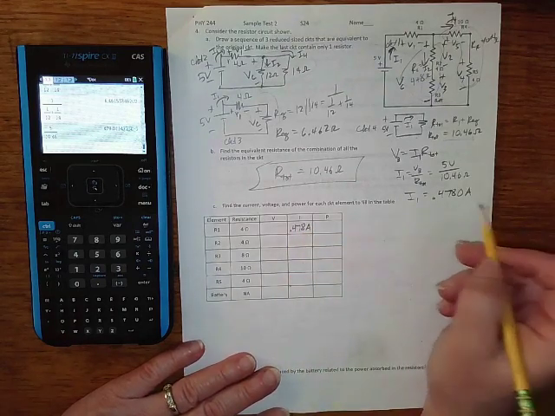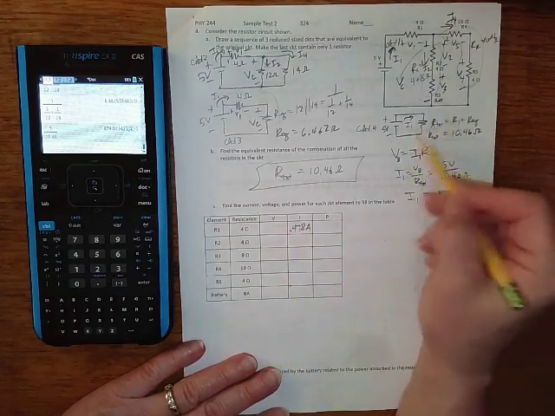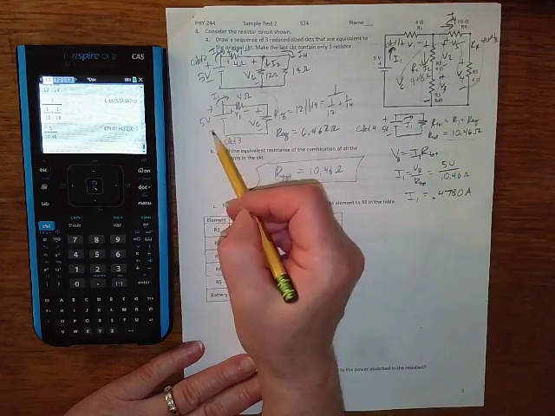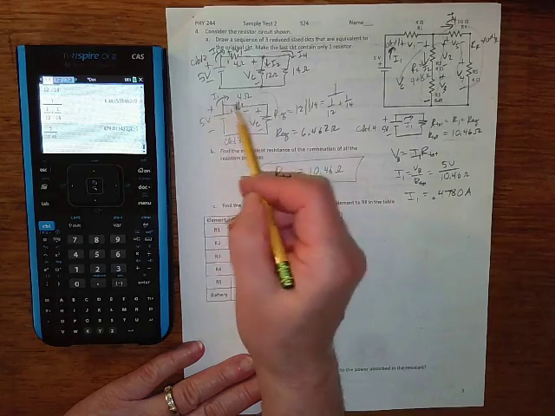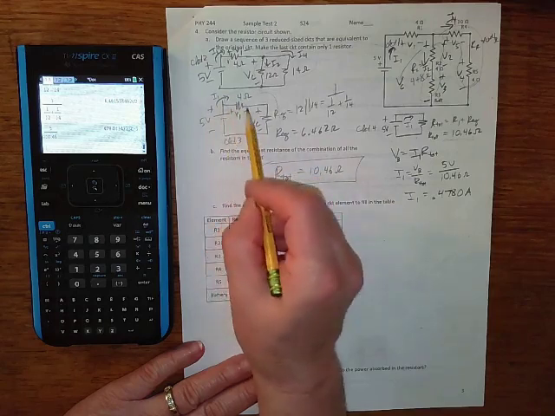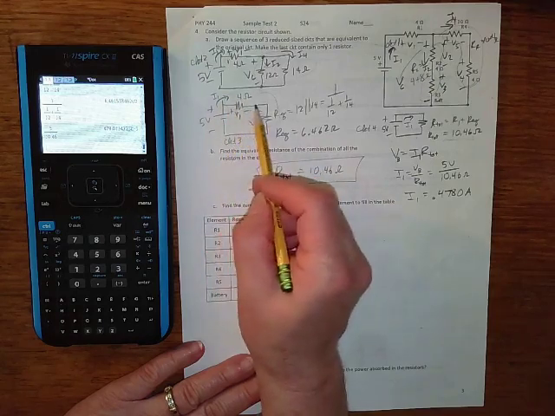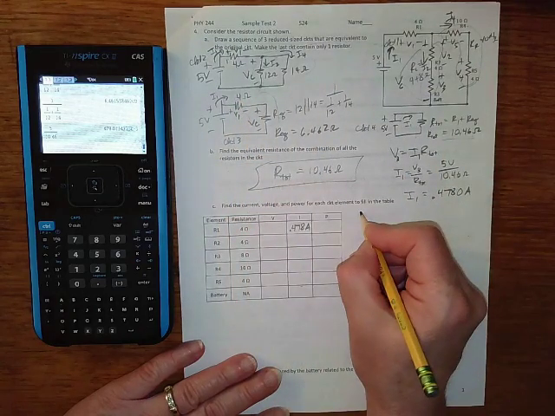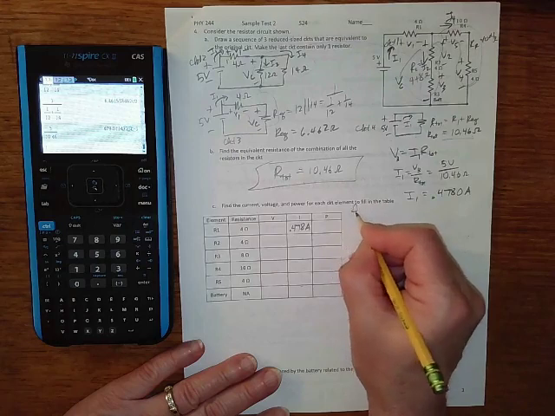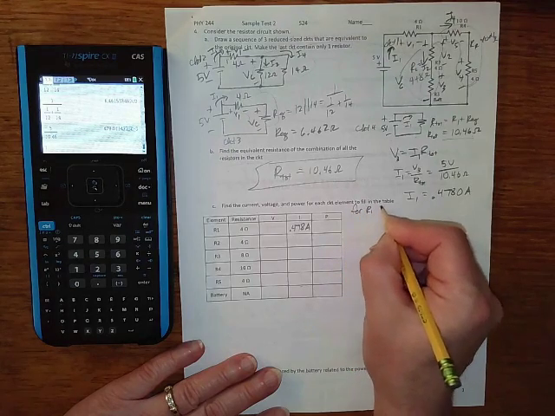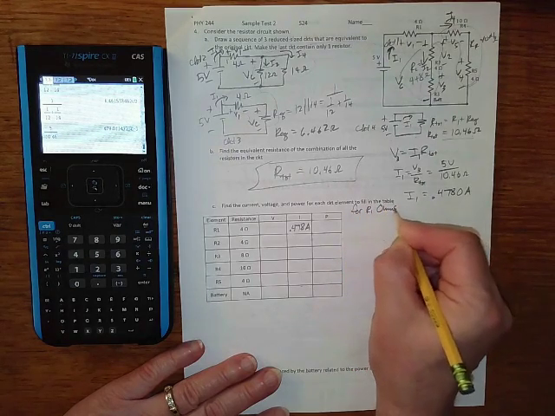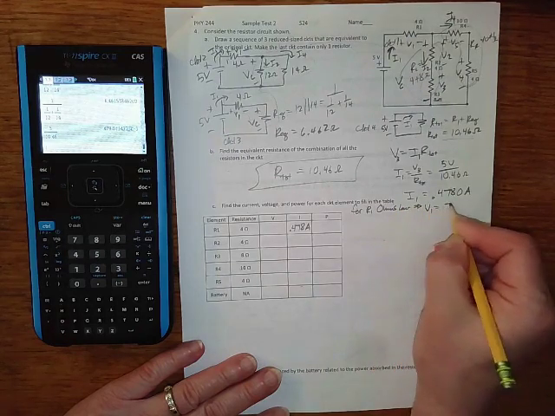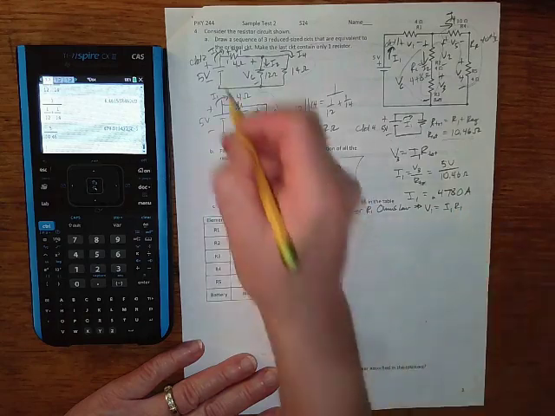Alright, how about V1? Well, V1's not in this circuit, but we can back up. So we can go over here. I1 is the source current, same source is here, same current. And so now we can see that I1 is the current in R1, right? And so we can do Ohm's law for R1. Says V1 equals I1 R1.